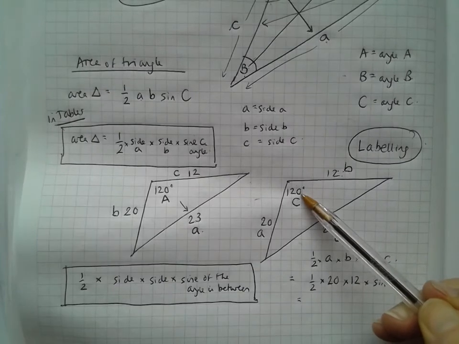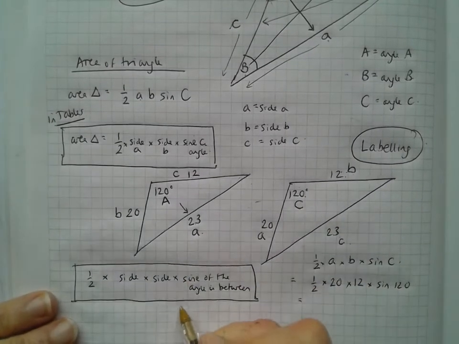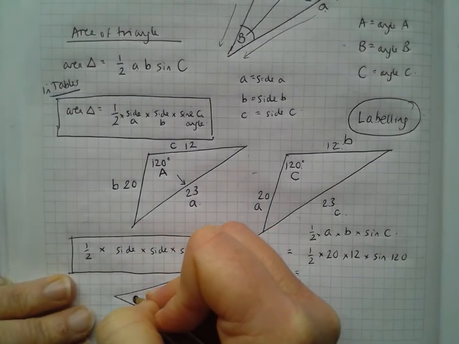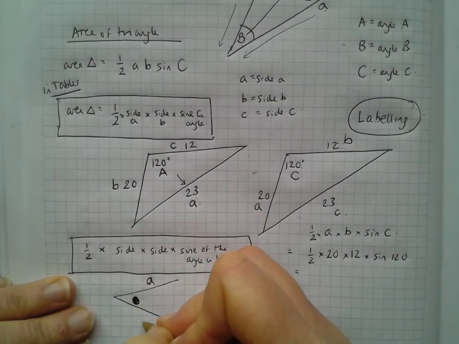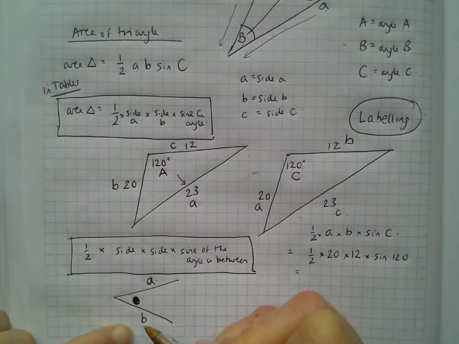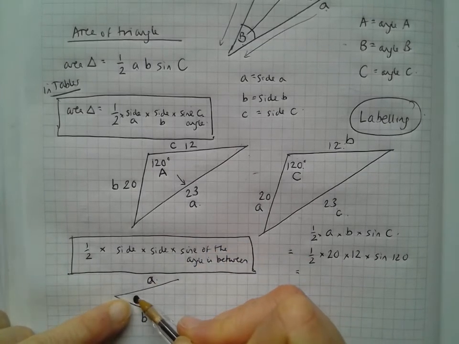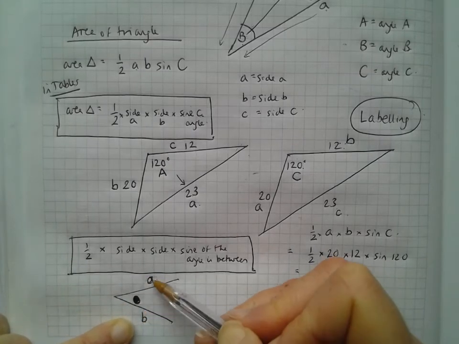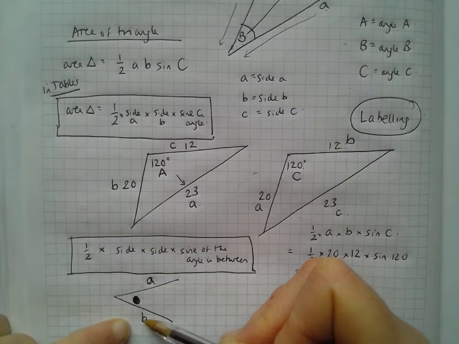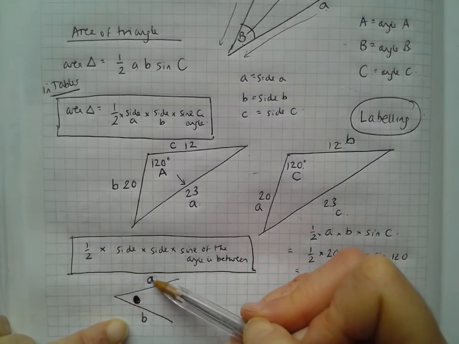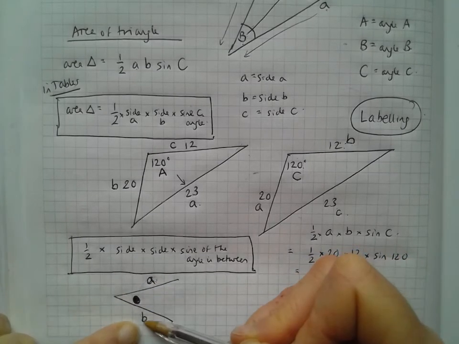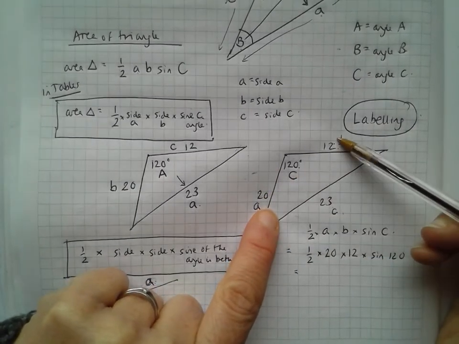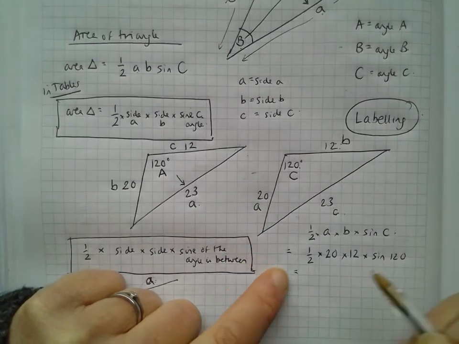So what you end up with is the key parts of the triangle that you need: a side by the sine of the angle in between. And as long as you have that kind of chain of information, side, angle, side, you can use this formula. A side, an angle in between, and a side. So here we have a side, an angle in between, and the other side on the other side of that angle. So it's a half by 20 by 12 by sine 120.